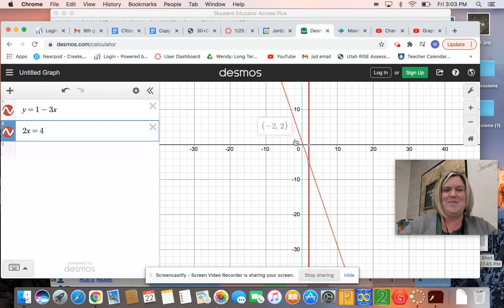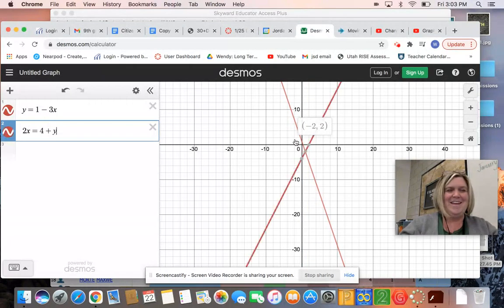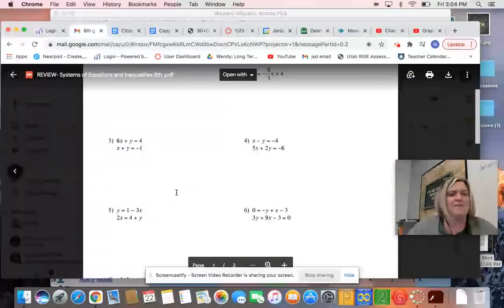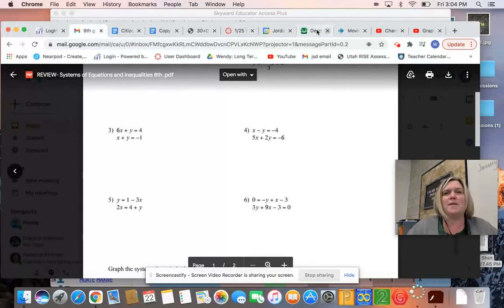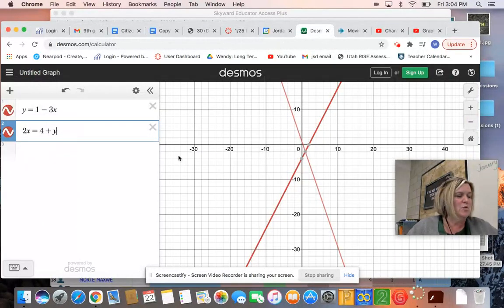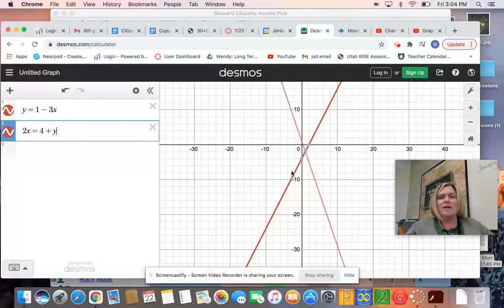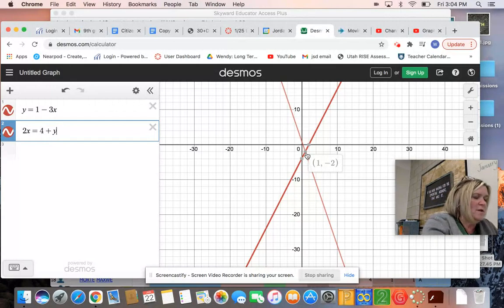Sorry. Okay, I gotta double check so you can see that we're on number 5. y equals 1 minus 3x, and 2x equals 4 plus y. Okay, so where do they intercept? Right there at 1 and -2. Another 1 and -2. Okay.